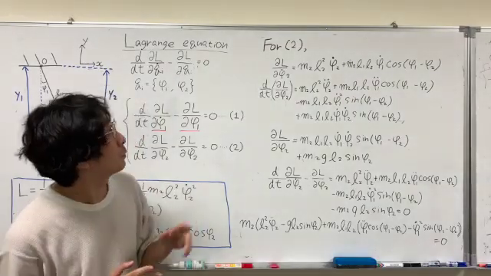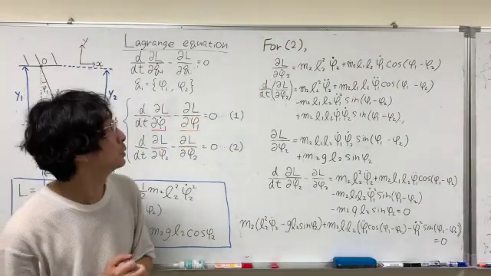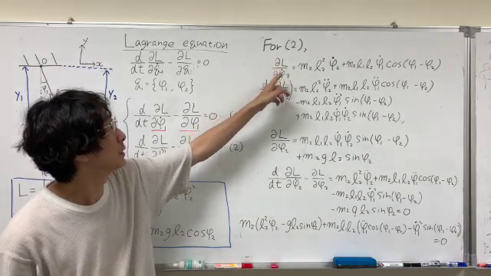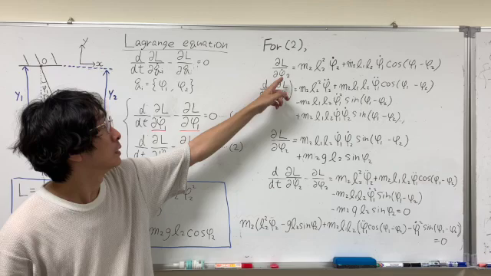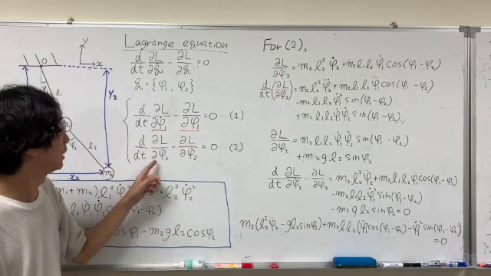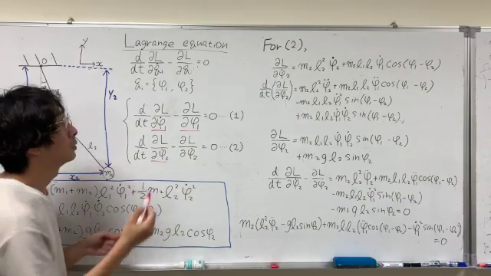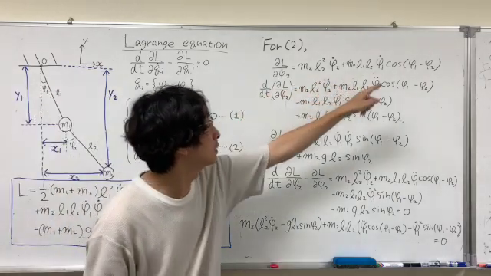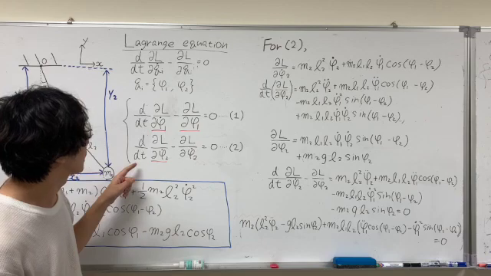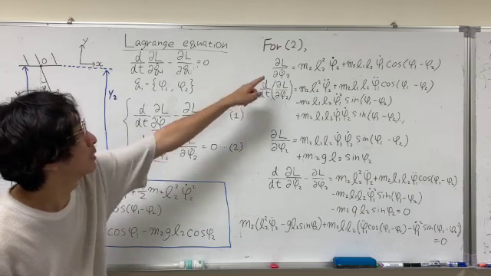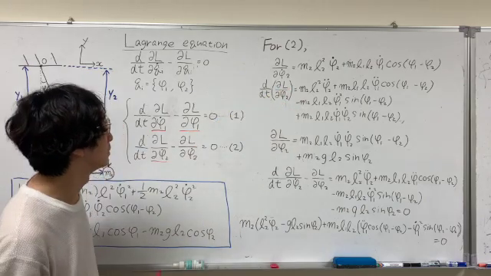Okay, for the next step, we try to solve equation 2. Equation 2 is the equation for phi2. By solving the first term like this, we can calculate this equation. Then we can apply the d/dt operator to this equation. Then we can get this equation.